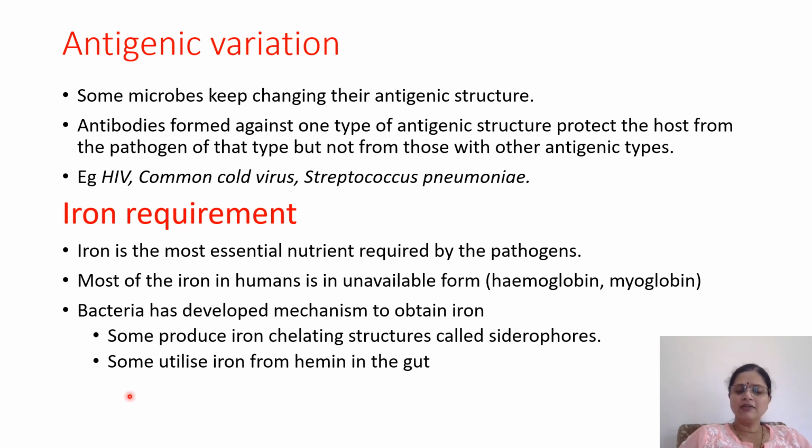Second, some organisms, especially those which enter through the intestinal tract, will utilize iron from hemin that is present freely in our gut. So these are some ways of getting iron. I have just mentioned two. There are many other ways also by means of which pathogens can get iron and survive in our body. Only such pathogens can survive, those which can get iron in some way.